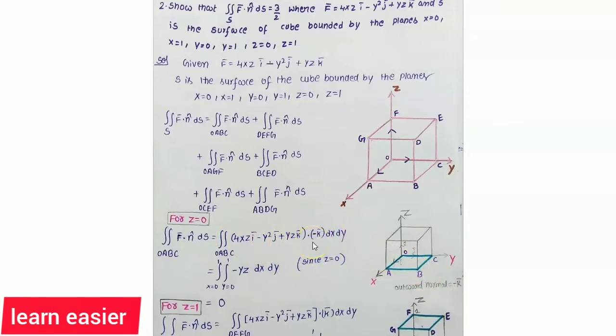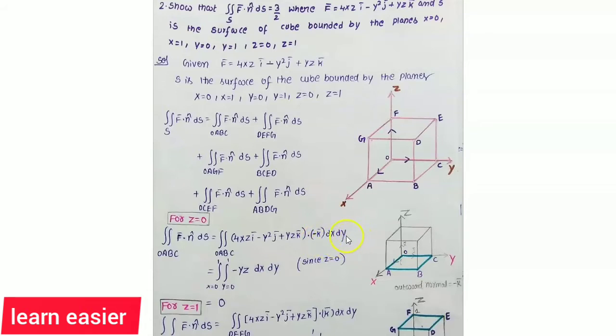If you want to find n cap, take n bar by mod n bar, which is minus k bar by mod of minus k bar, which is the square root of minus 1 whole square, which gives 1 only. So minus k bar by 1 we get. So the unit normal vector is the same as the normal vector. So that's why we have taken the unit normal vector as minus k bar here into dx and dy.